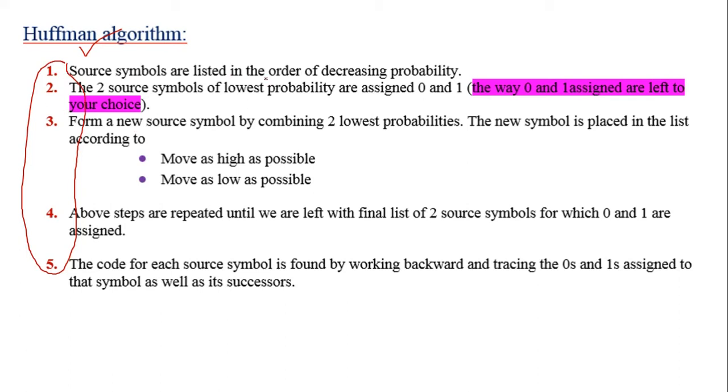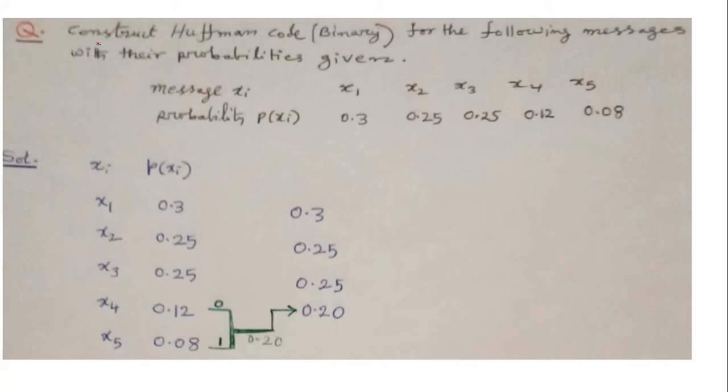The source symbols must be arranged in decreasing order of probability. Move as high as possible or move as low as possible. These things we can understand in the example. Suppose we want to construct a binary Huffman code for the messages given here. 5 messages are given, x1, x2, x3, x4 and x5, with their probabilities. These are the messages, and these are the associated probabilities.